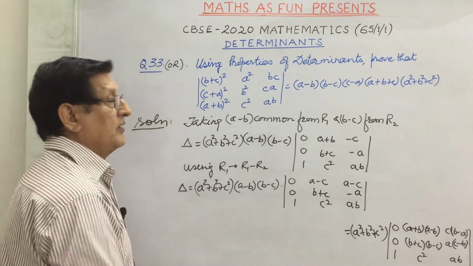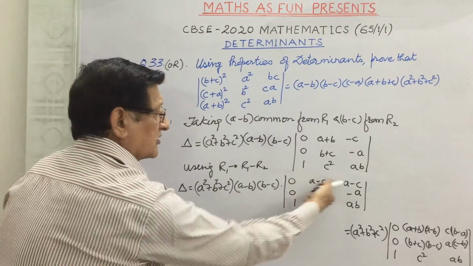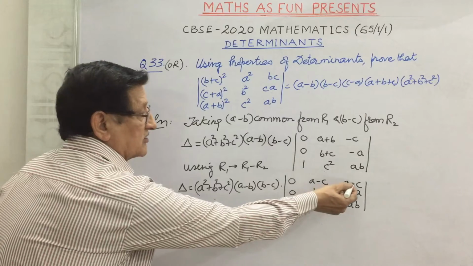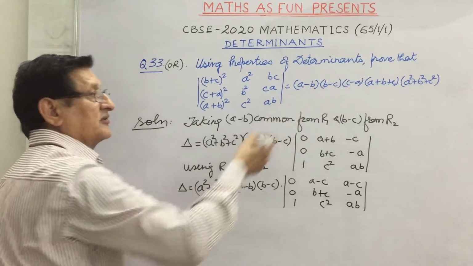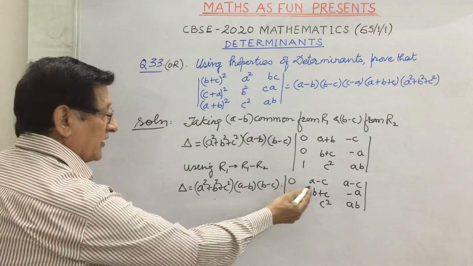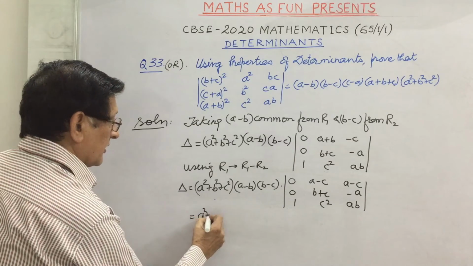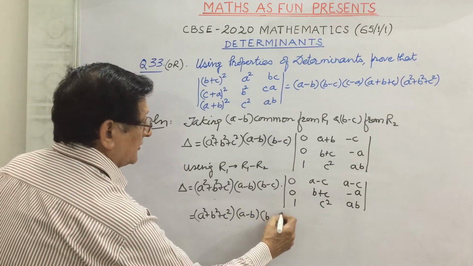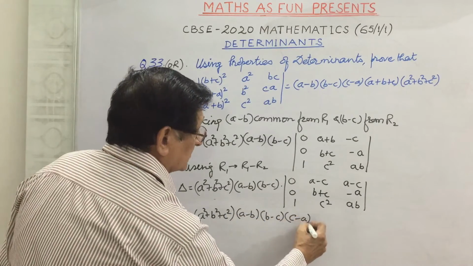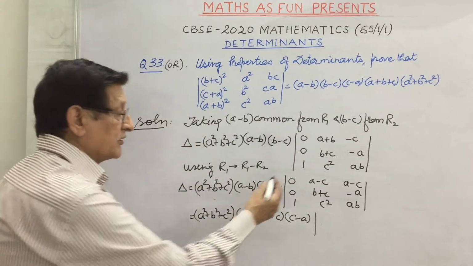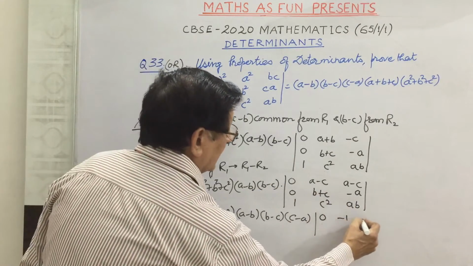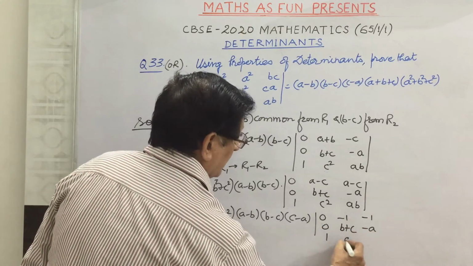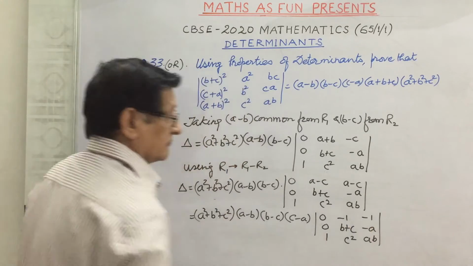But what we want? We want C minus A as the factor, so we can take C minus A common from this. We can take C minus A common because C minus A is required in the answer. So we are taking C minus A common. We are getting here A square plus B square plus C square into A minus B into B minus C into C minus A. And the determinant will be 0. Here it will come as minus 1, minus 1. This is 0, B plus C minus A, 1, C square, AB.